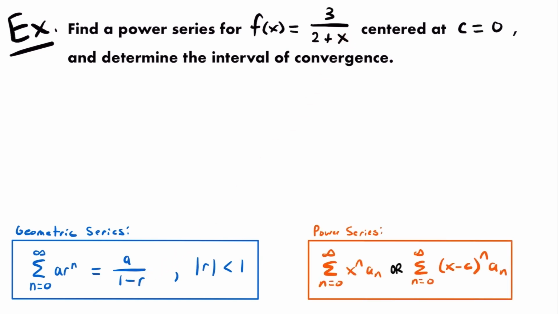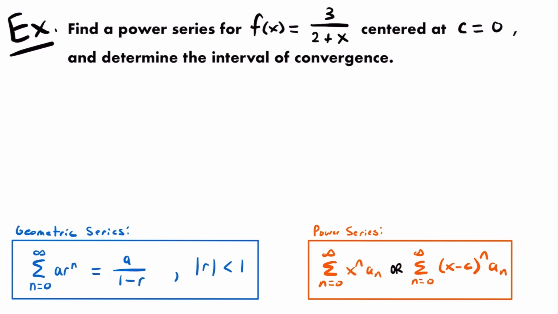Okay, remember that for a power series, there's two different forms. If the power series is centered at 0, we just have the sum from n equals 0 to infinity of x to the power of n times some sequence a sub n. Or if the power series is centered at some other value c, then we would have the sum from n equals 0 to infinity of the quantity x minus c to the power of n times some sequence a sub n. All right, and so notice that for both of these power series, we have x, or x minus c, raised to the power of n.